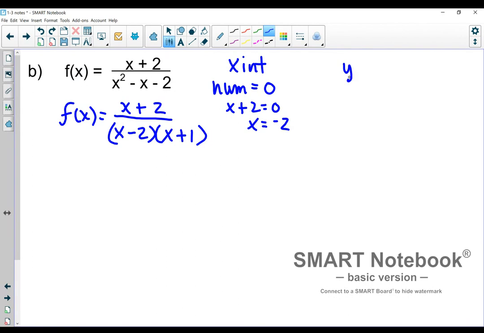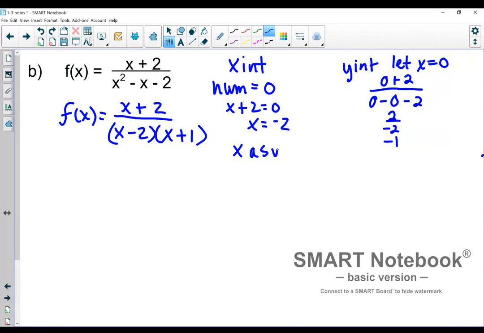I can find a y-intercept by letting x equal 0. I've always found them that way. So f of 0 means I'd have 0 plus 2 over, I think I'm going to use my original form, not my factored form. 0 minus 0 minus 2. So 2 over -2, which is -1. So there's my y-intercept. So I'm getting there. I also need to know my vertical and my horizontal asymptotes. So my x asymptotes, so that would be vertical.